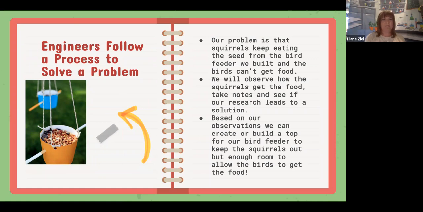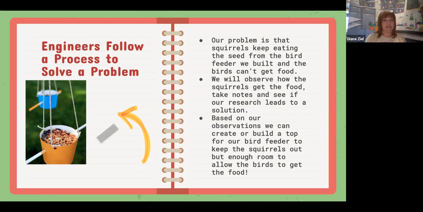based on our observations, maybe we can create some kind of top that covers the bird feeder, but leaves an opening here where the birds can perch and get the seed, but the squirrels would not be able to get it. They would be too heavy to stand on these perches, and without access from the top, the squirrels would not have enough room to get the food, but it would allow the birds to get it. So we thought that sounded like a good idea.